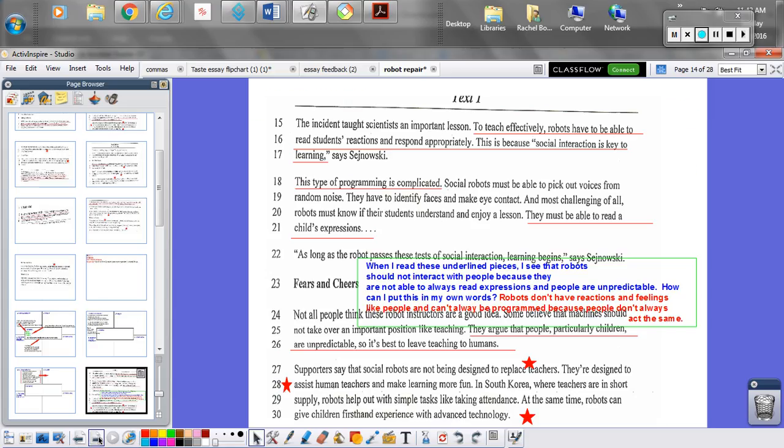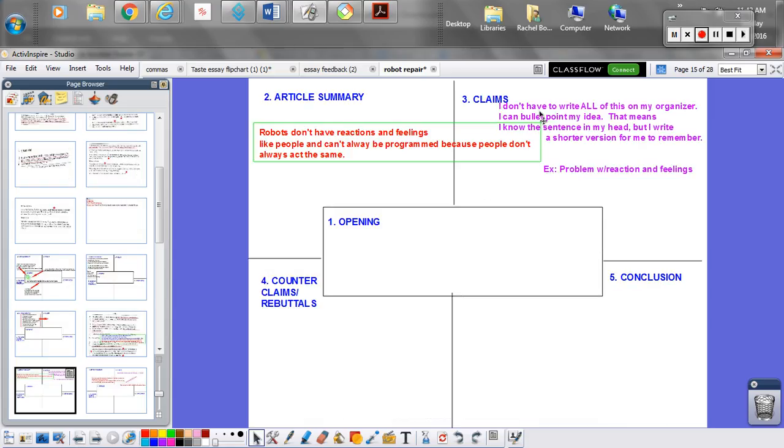So I go back to my organizer, and I don't have to write all of it on my organizer. I can bullet point my idea. That means I know the sentence in my head, but I write a shorter version for me to remember, because remember, the organizer we can't spend any more than 10 minutes on. So it is really just to organize my thoughts, not to write my whole paper out here. So remember what my thought was? Robots don't have reactions and feelings like people and can't always be programmed because people don't always act the same. So I'm going to bullet point problem with reaction and feelings.